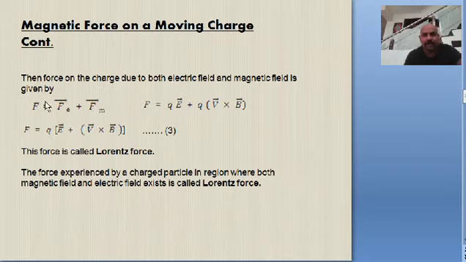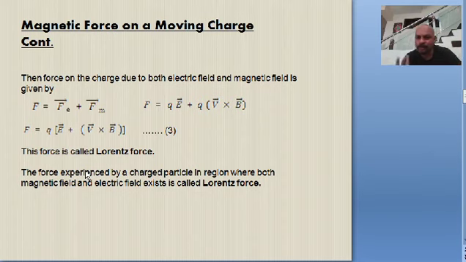Now notice further, the total force acting on the charged particle is given by the electric force plus the magnetic force. Electric force is Q into E, magnetic force is Q into V cross B. Taking Q common, we get F equals Q times E plus V cross B. E represents the electric field intensity, V is the velocity, B is the magnetic field, and F is the net force acting on the charge. This net force experienced by the charge moving in both the electric and magnetic fields is called the Lorentz force.